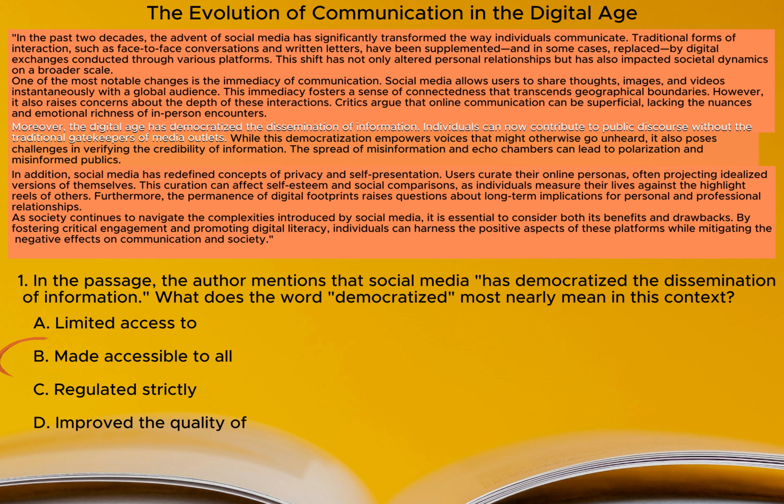For instance, limited access to is actually the opposite of what's described. The passage talks about removing limitations. Regulated strictly doesn't fit because the passage emphasizes fewer controls, not more. And improve the quality of isn't the focus here. It's about accessibility, not necessarily quality. A useful strategy is to substitute each option into the sentence to see which one makes the most sense. All right, let's move on to the next question.